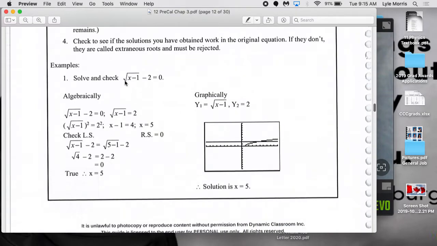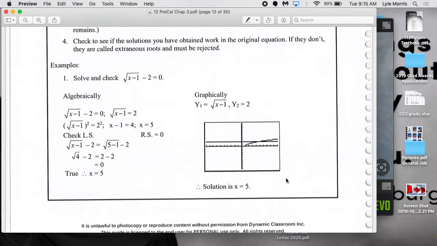So, the first one that it's giving us is the root of x minus 1 minus 2 equals 0. Algebraically, you put the 2 on the right side, so you get to this. You square both sides, so that kills this root sign and turns this into 4. You got x minus 1 equals 4. Add 1 to both sides, x equals 5. Then you check, put it back in the original. 5 minus 1 is 4. The root of 4 is 2. 2 minus 2 is 0. It works. X equals 5.